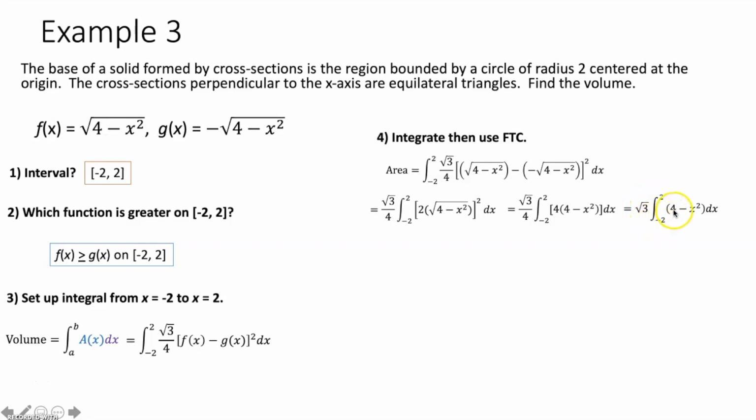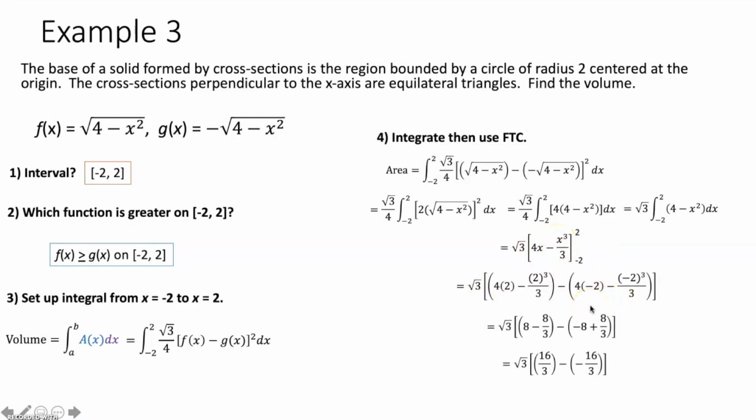Now all we have to do is evaluate this definite integral. So we're going to take the antiderivative of each of these terms in here. We then use the fundamental theorem of calculus to evaluate our definite integral. We take our upper limit of integration 2, plug it in for each of the x's, then subtract when we plug in our lower limit of integration, negative 2 for each of the x's. We then simplify in each of these parentheses, and once we do and multiply that rad 3 on at the end, we end up getting 32 rad 3 over 3, which is the volume of the three-dimensional solid whose base is a circle of radius 2 centered at the origin, whose cross-sections are equilateral triangles that are perpendicular to the x-axis.